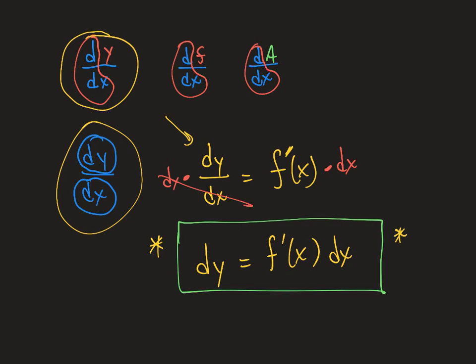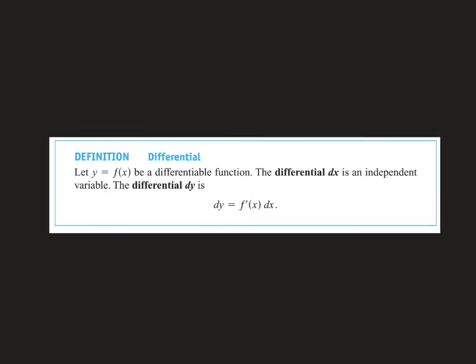So the official definition in our textbook, which comes on page 244, explains a little more clearly what we were just discussing. If we have a function y equals f of x, which is differentiable, meaning the derivative exists on the domain, then there's a differential dx, which is an independent variable, and the differential for dy is dy equals f prime of x dx. We're just telling you what this differential is and how to compute it.